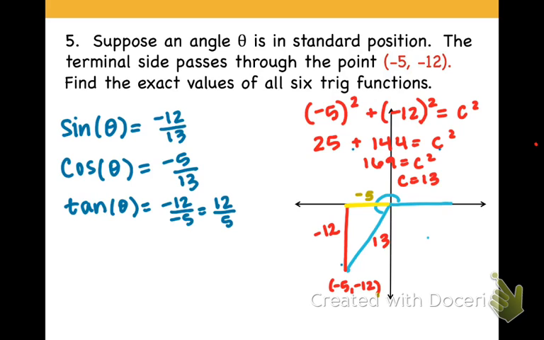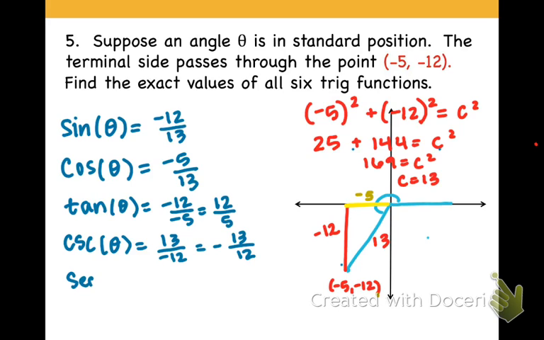So sine, the reciprocal of sine is cosecant. So cosecant theta, I'm going to take that sine fraction and flip it upside down. So I get 13 over -12, which you can leave that way or you can put the negative out in front. Either of those is acceptable.